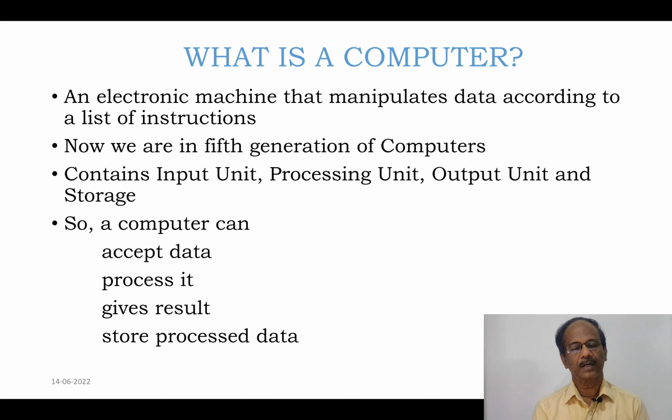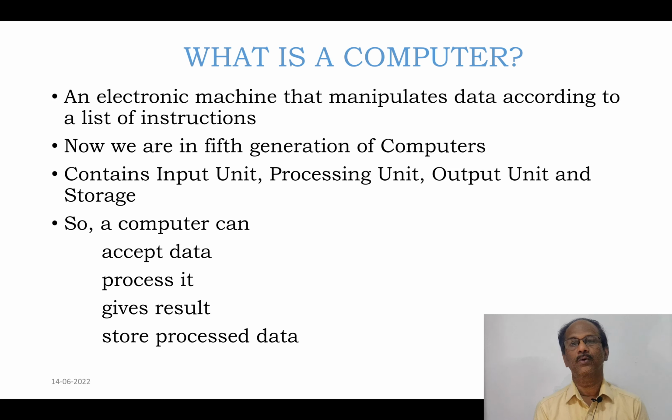As all of us are aware, a computer is nothing but an electronic machine that manipulates data according to a list of instructions. Any computer consists of an input unit, processing unit, output unit, and storage. The input unit is through which we can enter data into the system. The processing unit will process the data as per the instructions given to the system, and the result will be made available through the output unit.